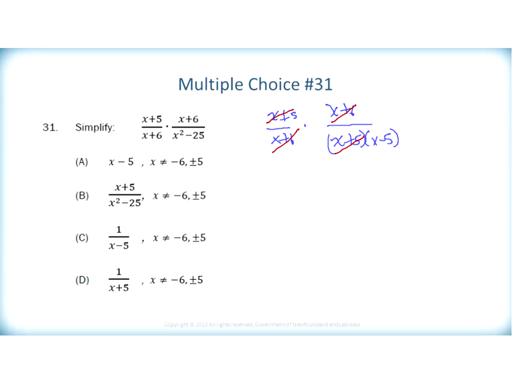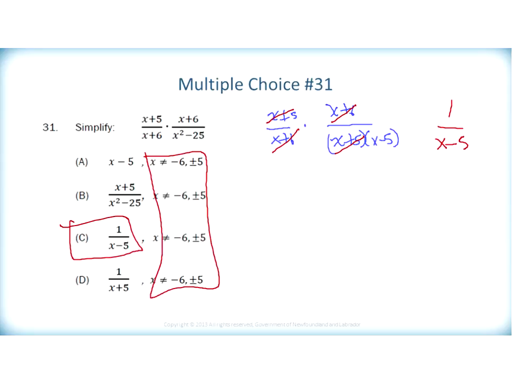In the numerator and denominator, and we're going to be left with 1 over x subtract 5. All the NPVs are the same, so that won't affect which answer we choose, and we have C.